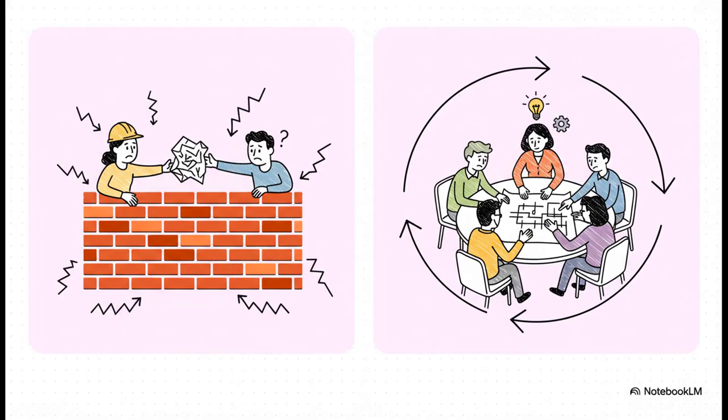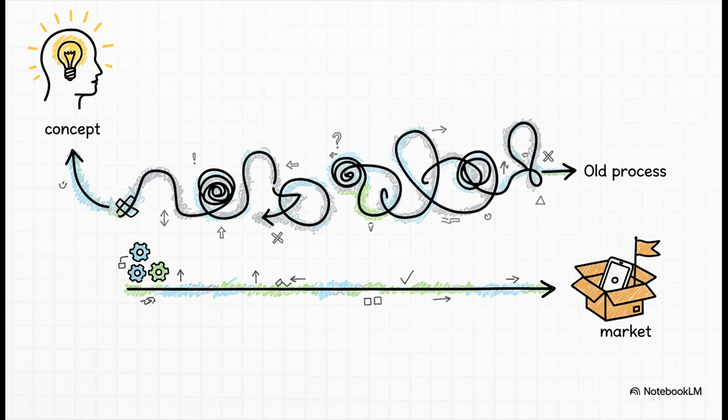And this is really the old way versus the new way. On the left, you've got that super inefficient over-the-wall method. On the right, you have the modern approach. It's called concurrent design. And the idea is so simple, but it's revolutionary. Instead of everybody working in their own little bubble, you get everyone, designers, manufacturers, everyone, in the same room from day one.